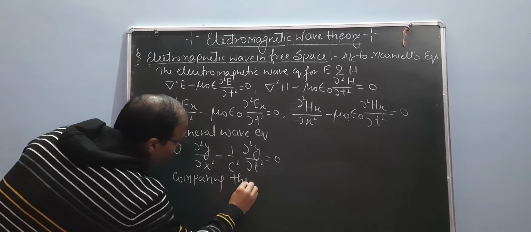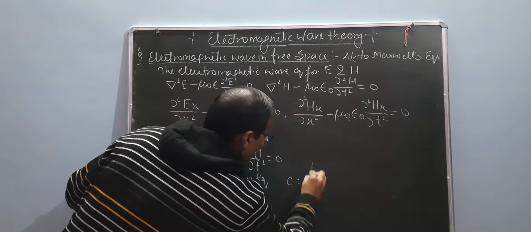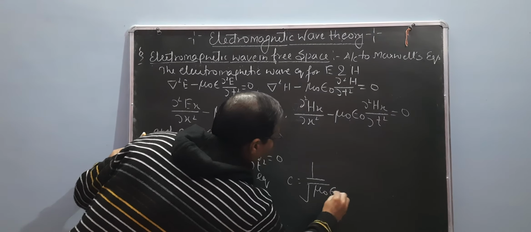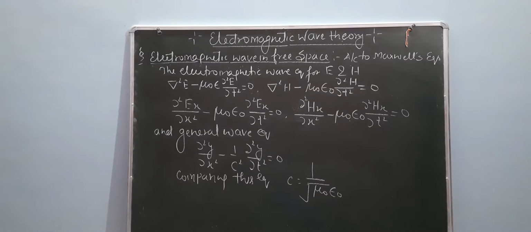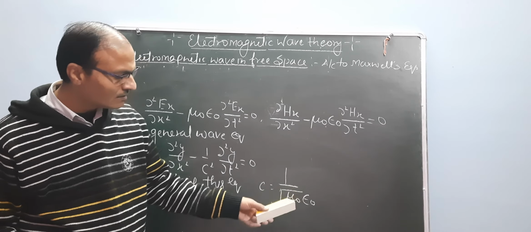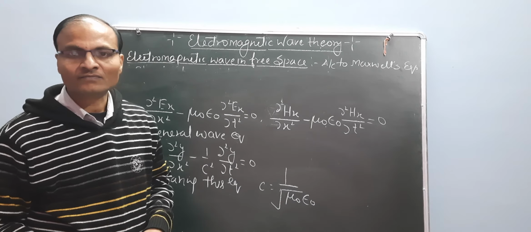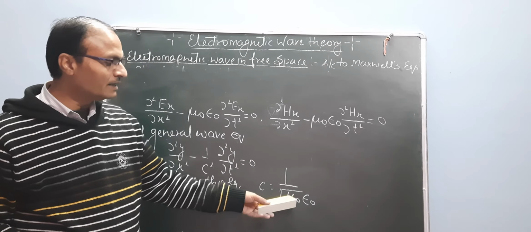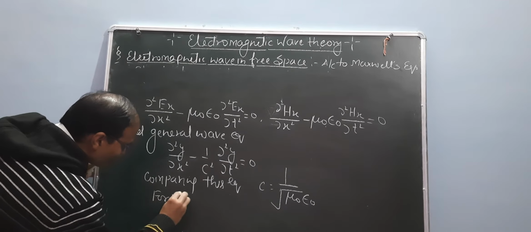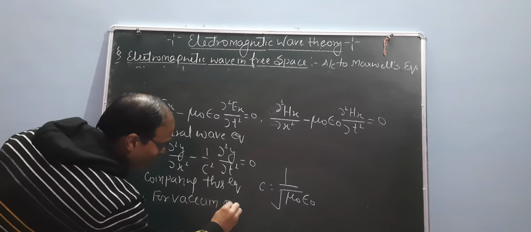Comparing these equations, the value is c equal to 1 upon root of mu naught epsilon naught. Now apply the values of mu naught, the permeability of free space, and epsilon naught, the permittivity of free space. What is the value of permeability and permittivity for vacuum or free space?